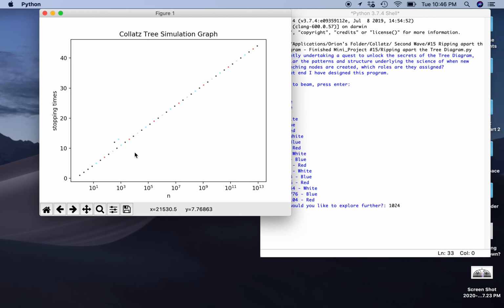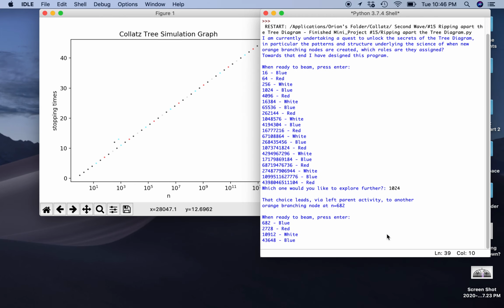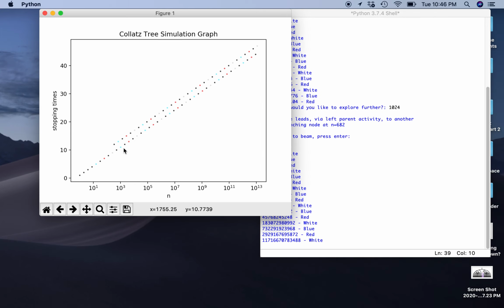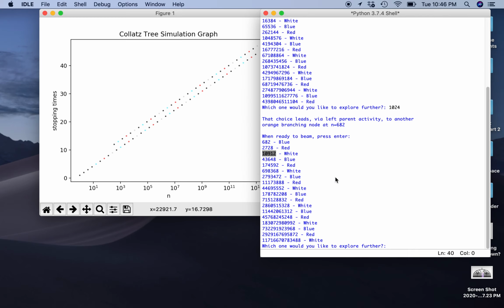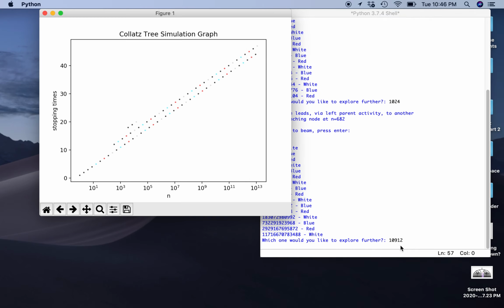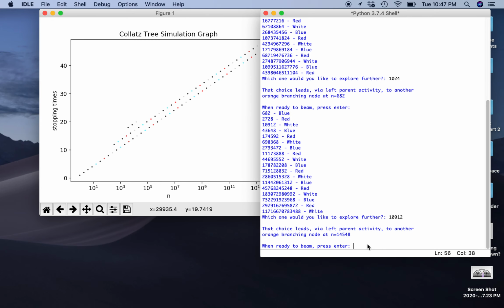And this program tells us, well, which kind of orange node does it spawn? And it looks like it spawns a blue one. You're allowed to explore further in that direction. Now, where on this one do we want to travel further from? Let's try this first white one. That's 10,912. And it shows us that this white one spawns an additional white node. We'll beam that one.